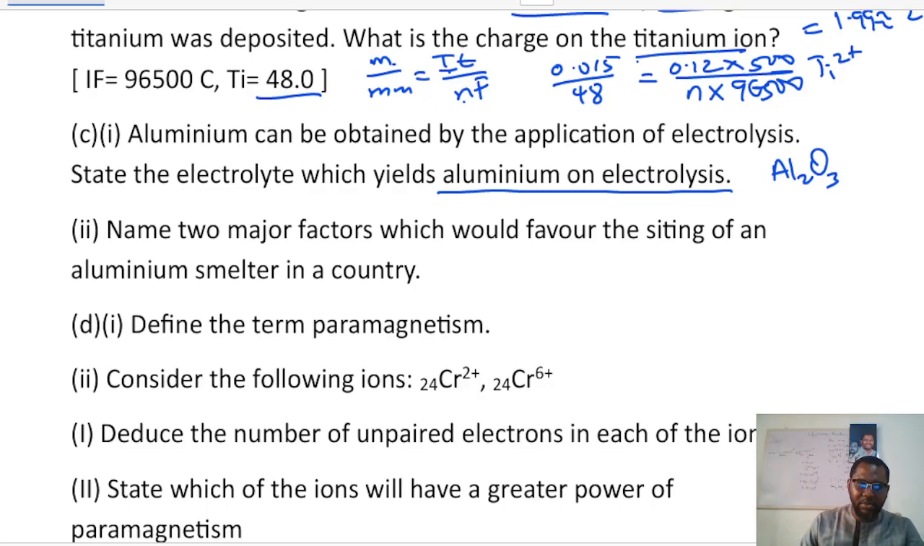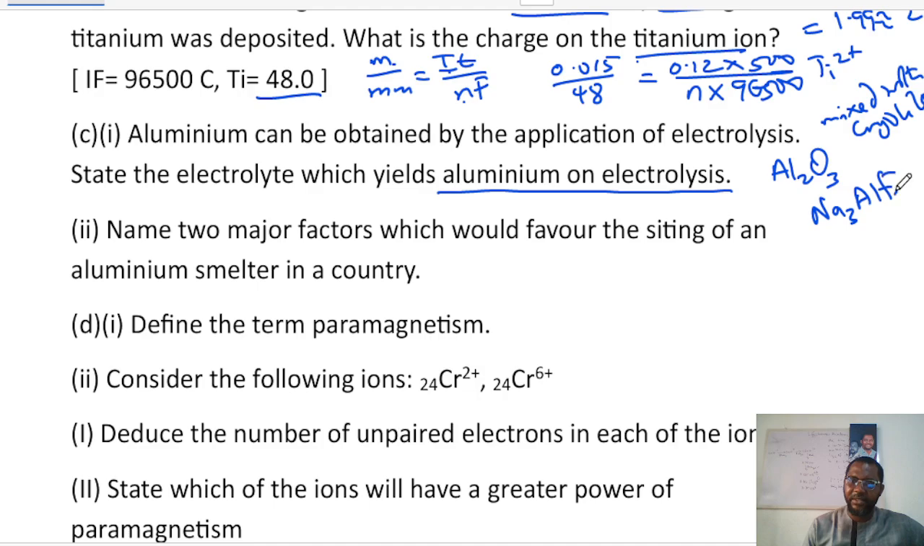Okay, so now let's proceed. I said aluminum oxide, and if you like, you can mix it with cryolite. I hope that makes sense. If you want to know the formula for cryolite, it is Na3AlF6. That's by the way.